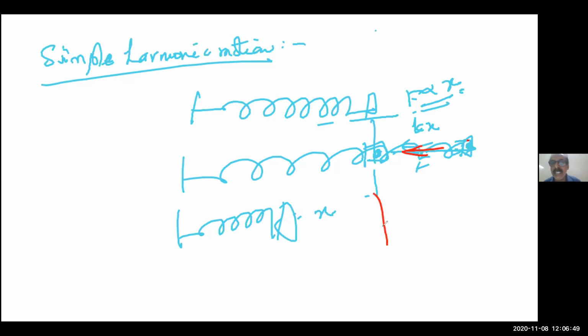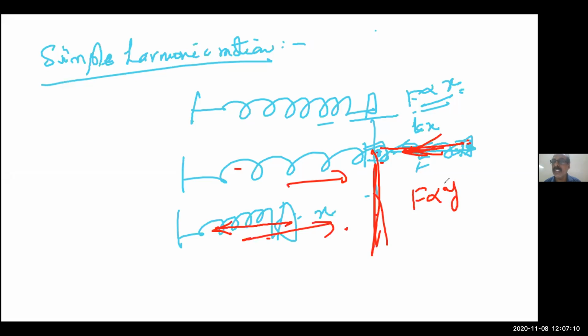Similarly, when it moves this side, displacement is outward and restoring force is inward. So the restoring force is always towards the mean position. If it goes outward, the restoring force pulls it to the center. If it goes inward, again the restoring force pulls it to the center. So the restoring force is always directly proportional to displacement, x or y, but with a minus sign. The minus sign indicates the restoring force is always opposite to the displacement. Is it clear? So that's the statement.